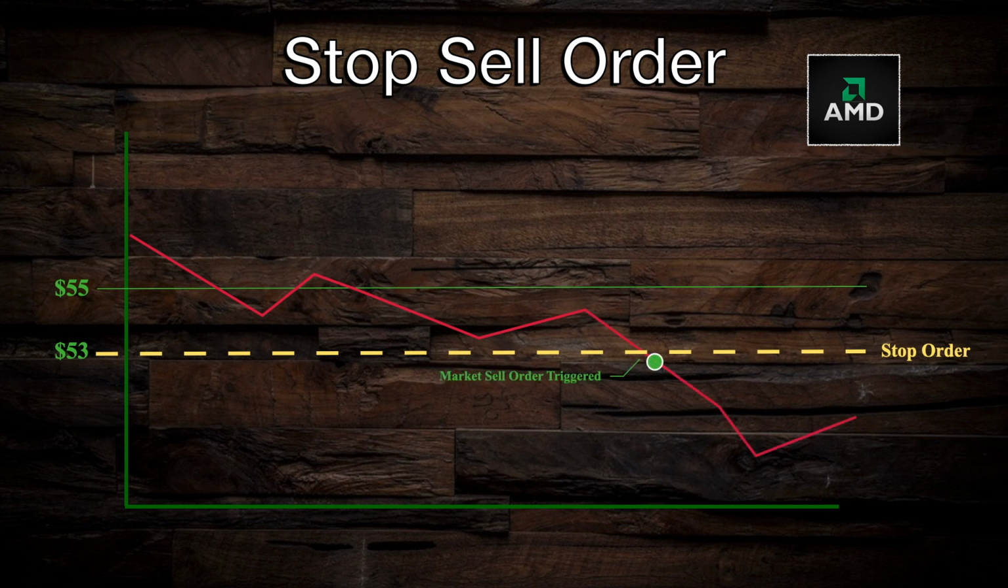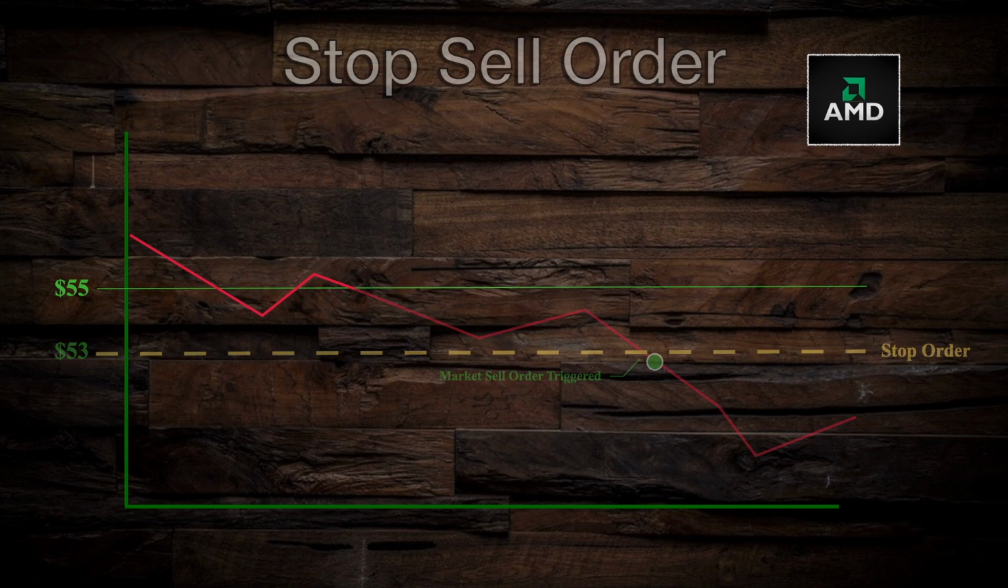This may not seem ideal because I would have been better off if I had just sold when the stock price was up at $55. But no one can predict the markets, and telling your broker to be ready to sell at $53 will minimize your losses if the stock continues to dive lower. Since a stop order triggers a market order, the same rules apply. You may get filled at a worse price if the stock moves rapidly through your stop threshold.